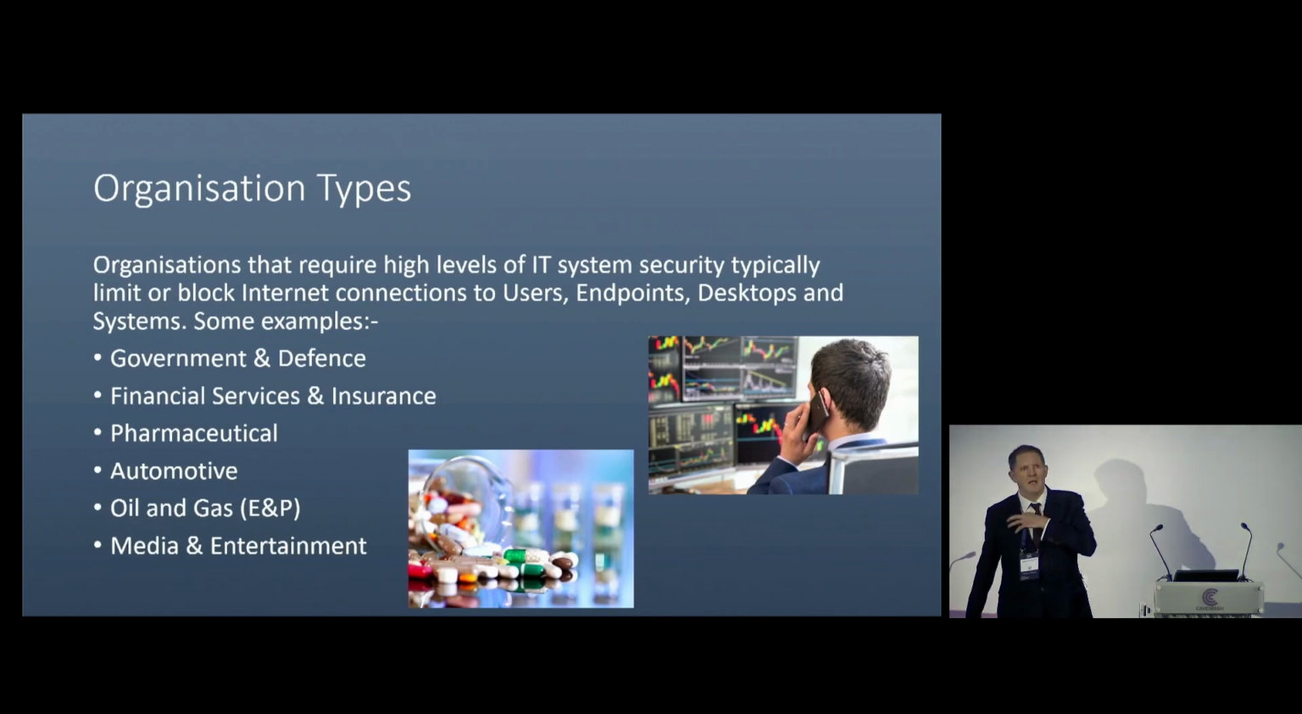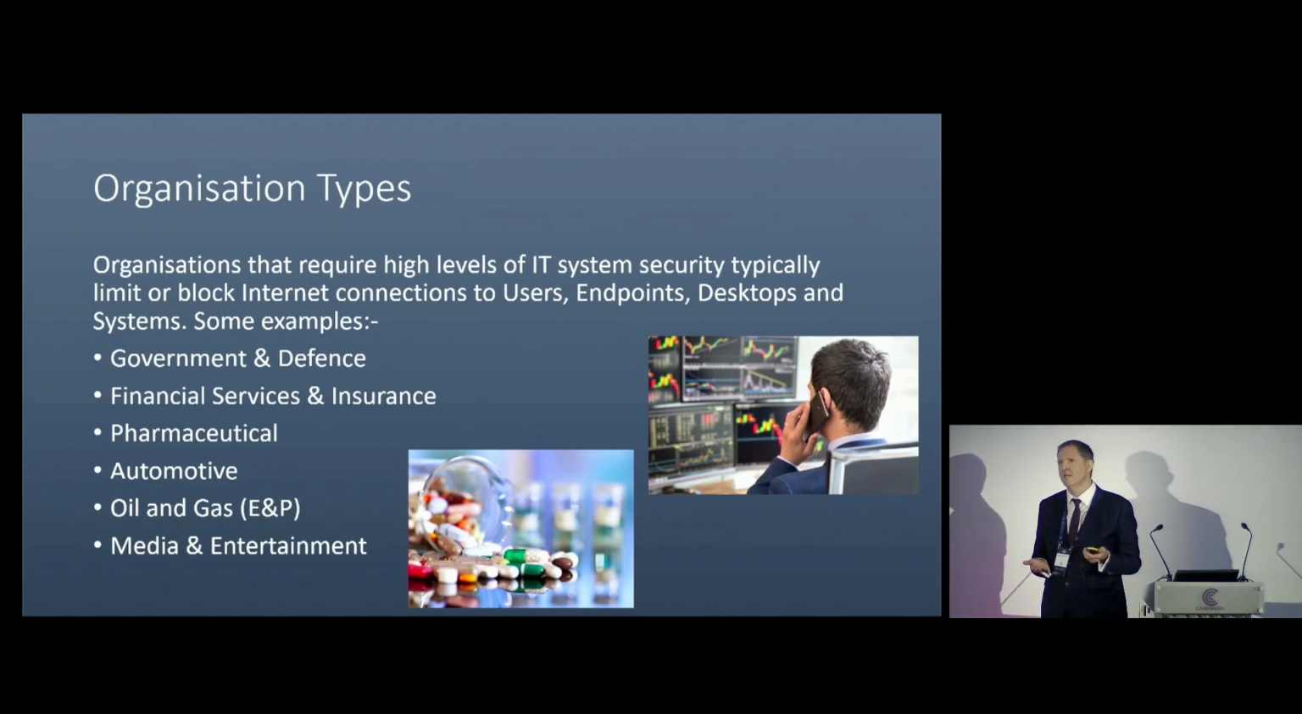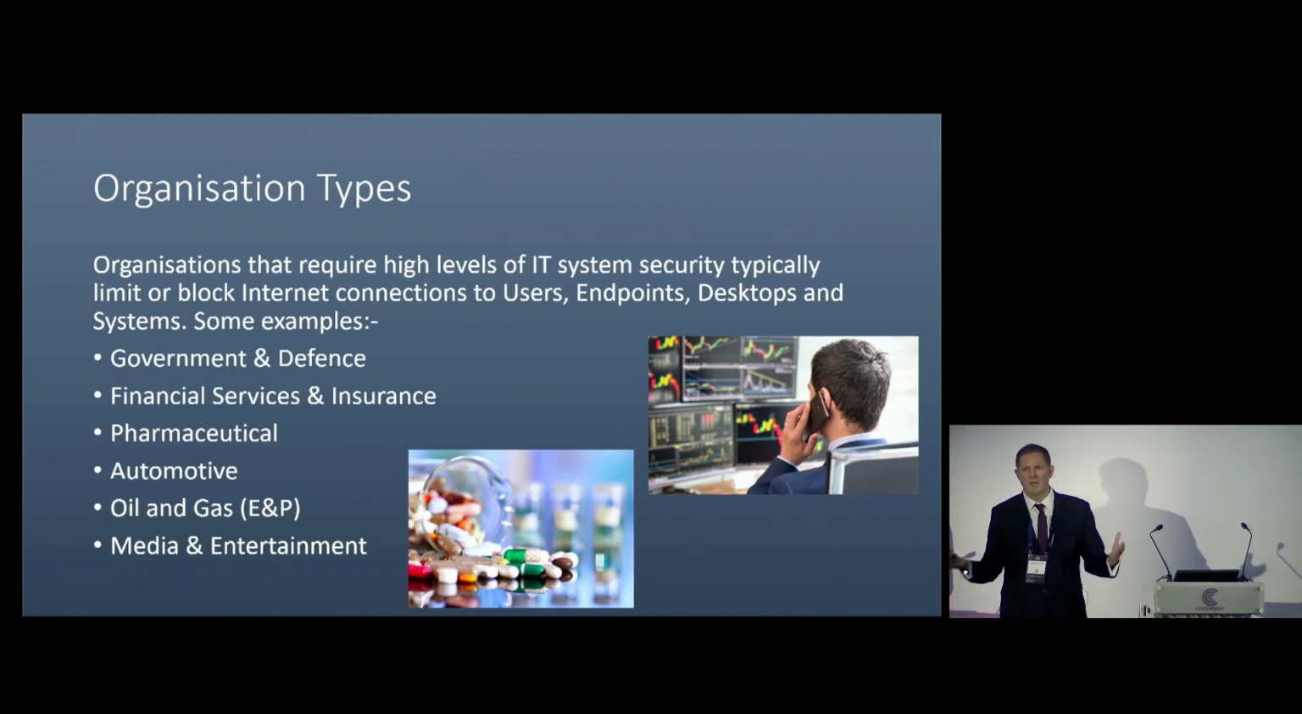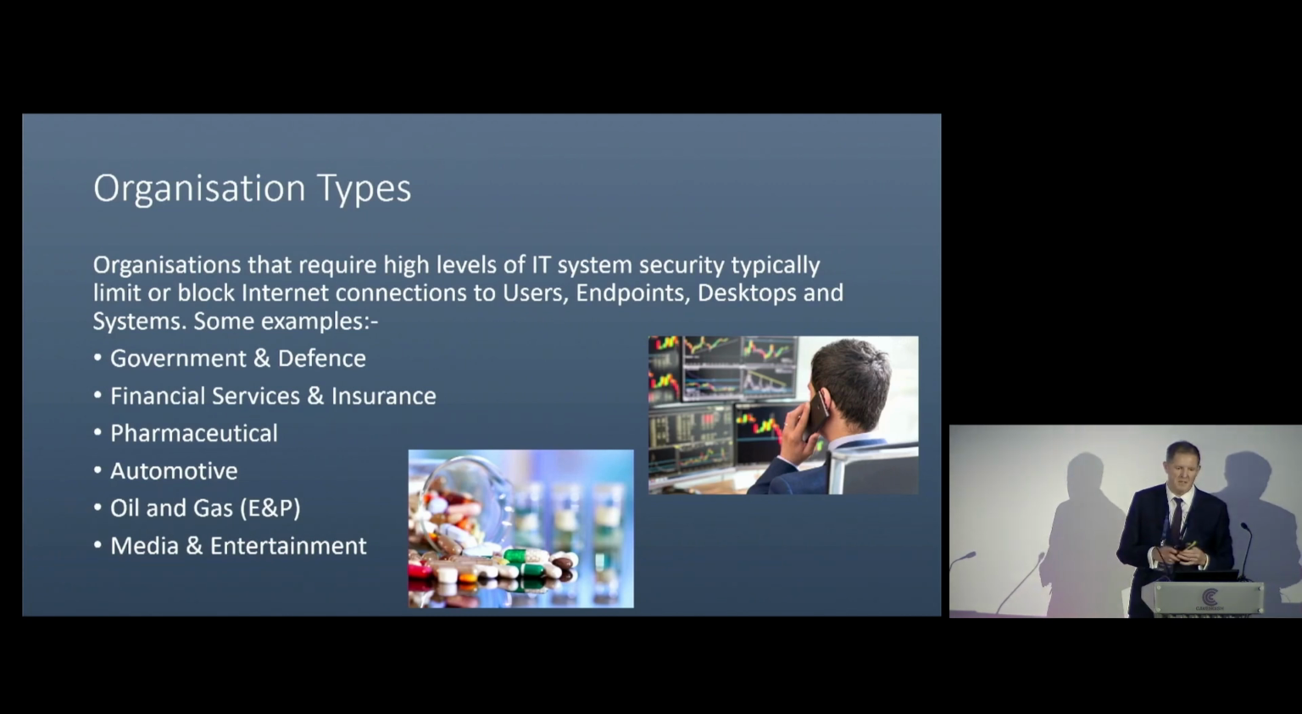So, some of the organizations and why they do it. They need a high level of security because, for example, you're in pharma and you're building a new antivirus or antidote for some new disease that's going to come out. It's got to be protected. You've got to protect the people there.